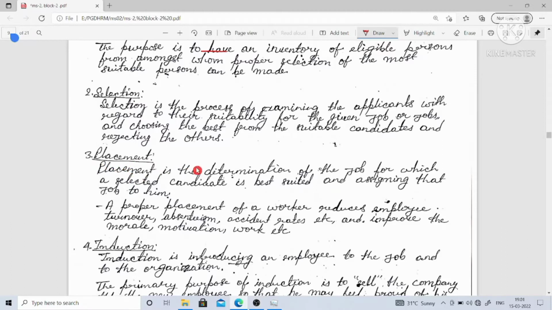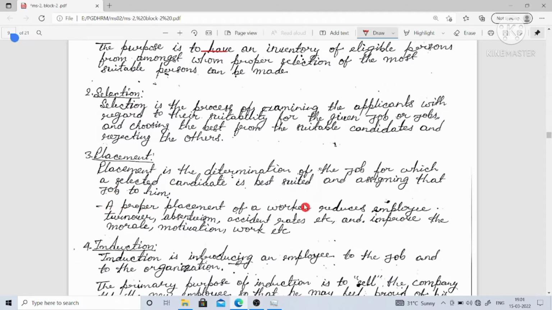Third given, placement. Placement is determination of the job for which a selected candidate is best suited and assigning that job to him. It means placement is determining the kind of job which is suitable for a particular candidate, and then assigning the job to him.